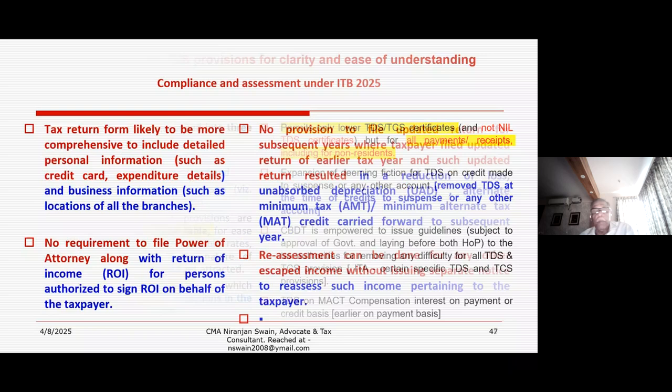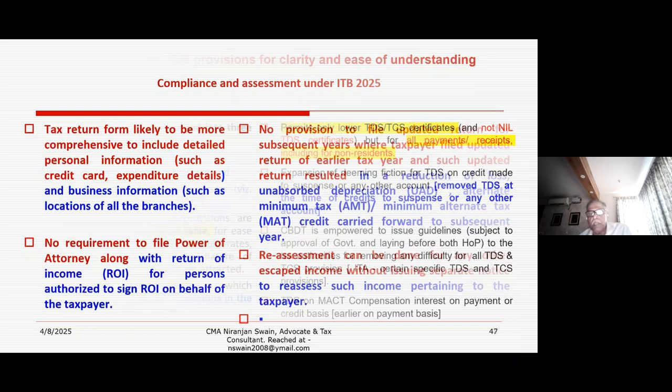The return form is likely to be more comprehensive because we are expecting that there is no requirement to file a power of attorney. Actually, this is an omission. In the case of assessees who are incapable of filing the return, somebody can file on their behalf, so that is a power of attorney. Now there is no requirement of power of attorney.